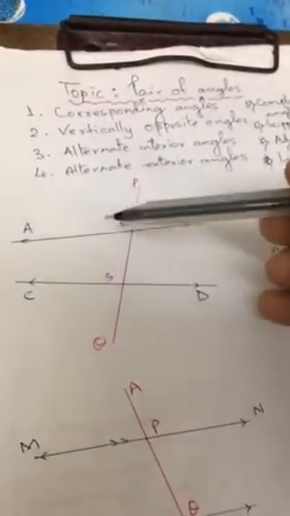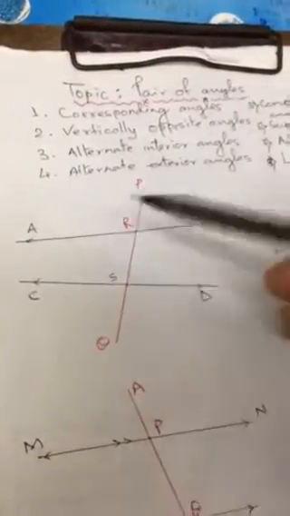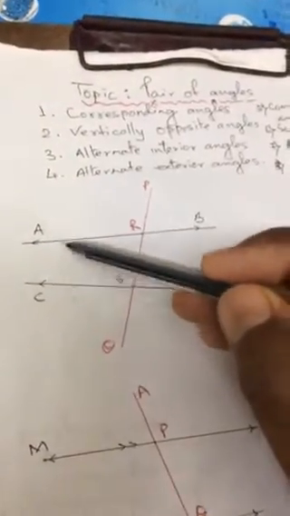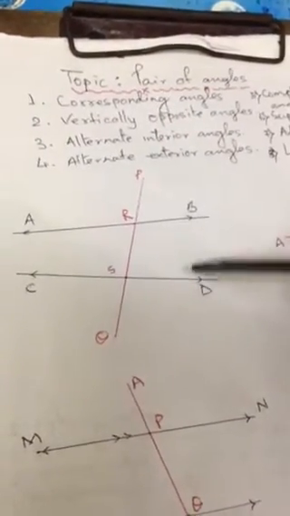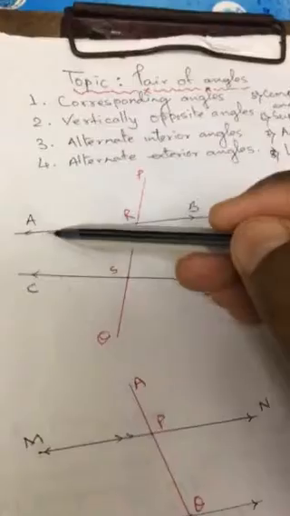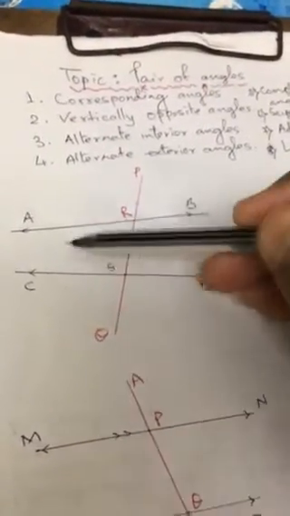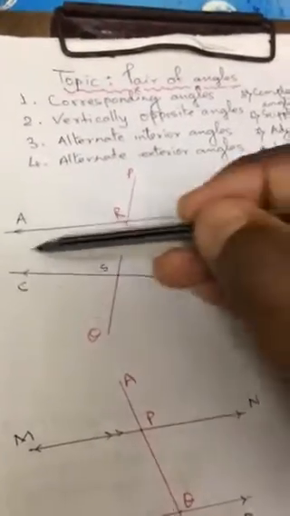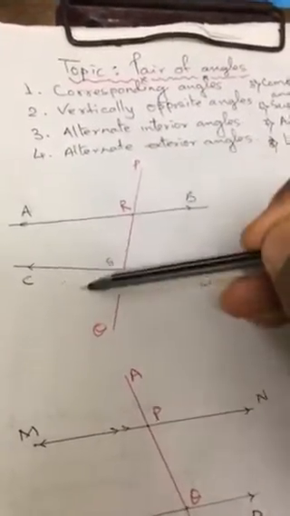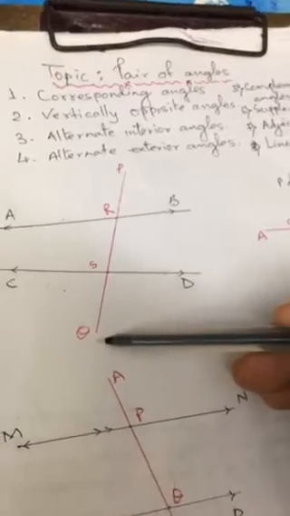Another technique is also there. If you see the distance between these two lines here and here, this distance is greater than this distance. This distance is shorter and this distance is longer. From there also you can understand these two lines are non-parallel lines. AB and CD are non-parallel and PQ is the transversal.